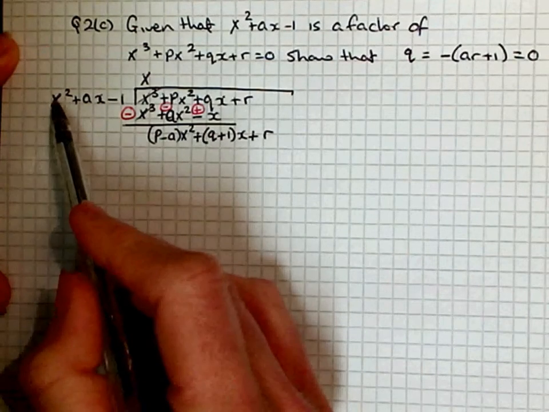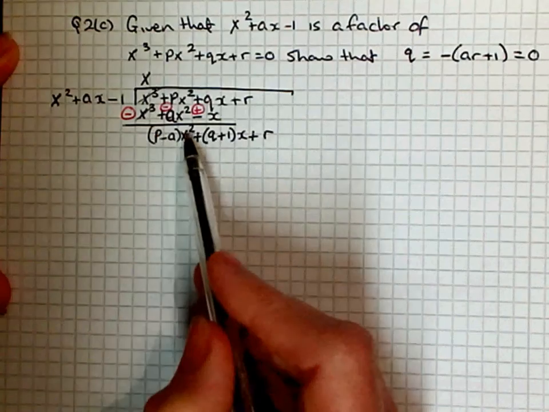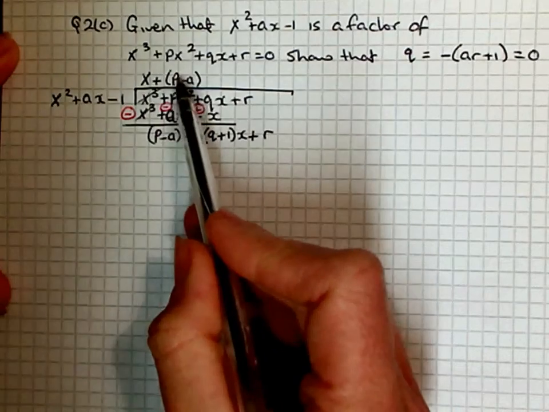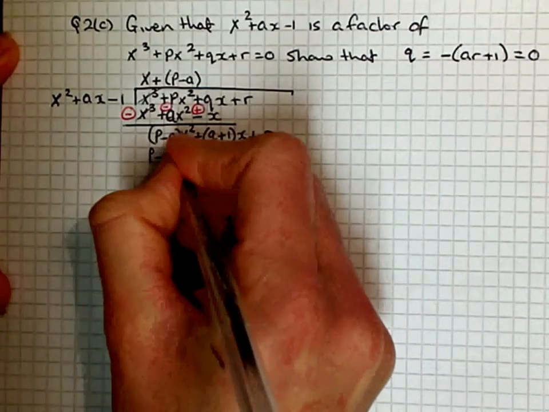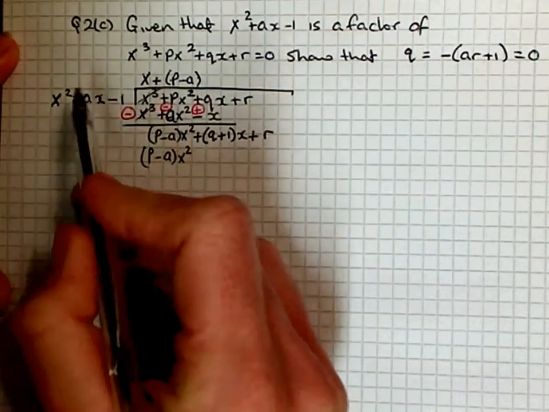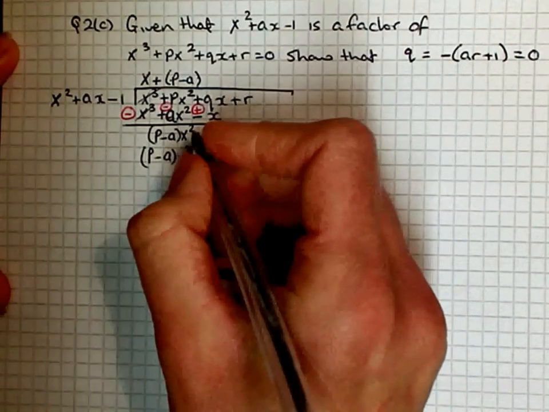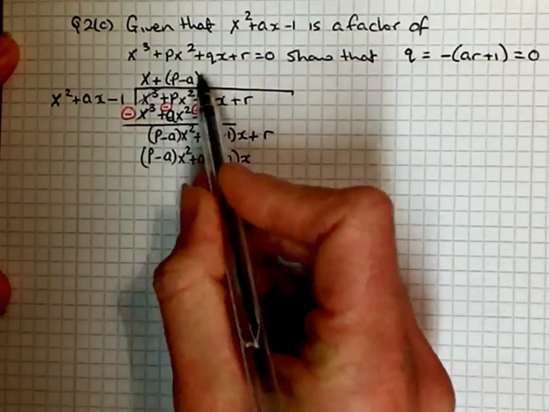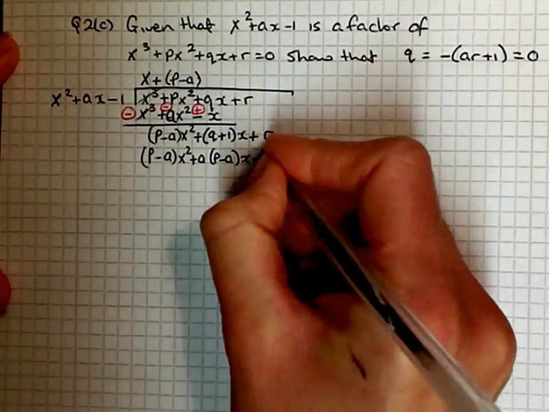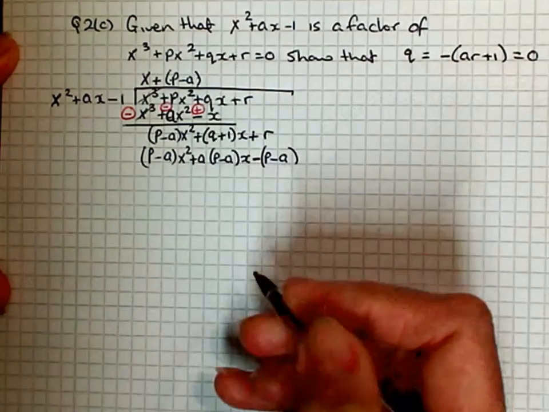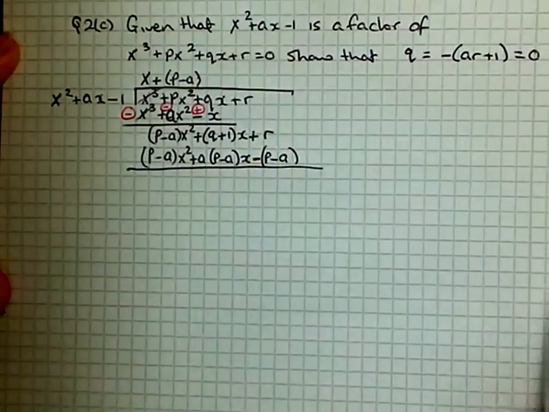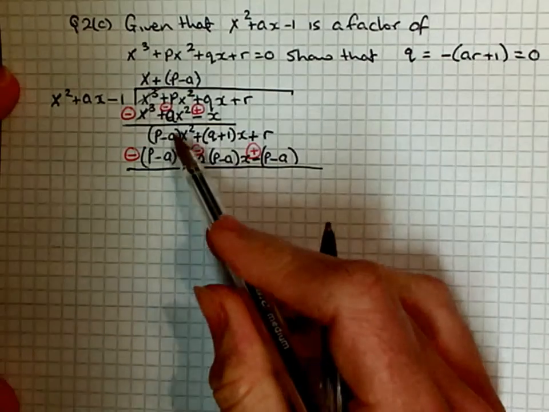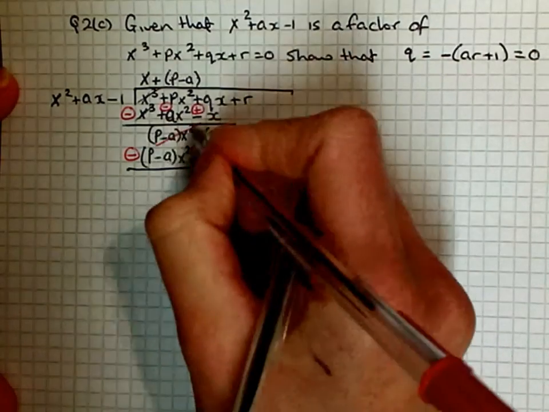Now what do I multiply x squared by to give me (p minus a) by x squared? I multiply it by plus (p minus a). So (p minus a) by x squared is (p minus a) x squared. (p minus a) by plus ax is going to give you plus a (p minus a) x. And (p minus a) by minus 1 is going to give you minus (p minus a). I'm going to change my signs again, so this becomes a minus, minus, and this becomes a plus. So the (p minus a) x squared and the minus (p minus a) x squared cancel.